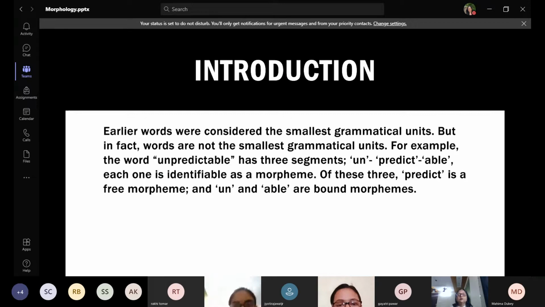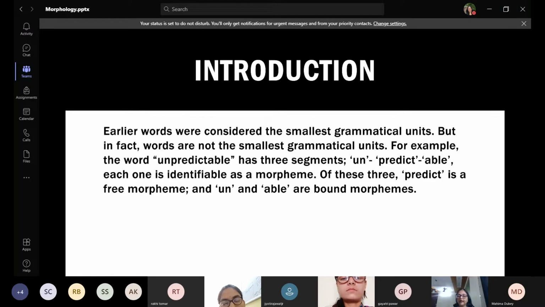So earlier, as I told you, the words were considered to be the smallest grammatical unit. But then it was found that words are not the smallest grammatical unit. Take another example, unpredictable. Now again, this also has three parts: predict, able, and un. So these three parts of the word are morphemes. Un is a morpheme, predict is a morpheme, and able is a morpheme.